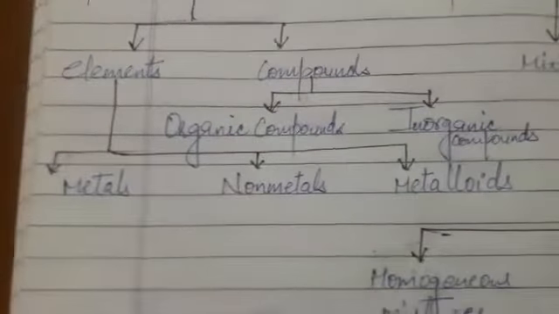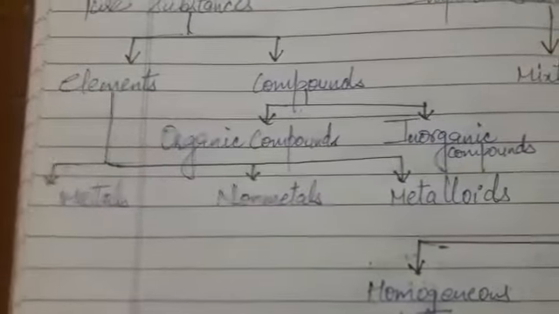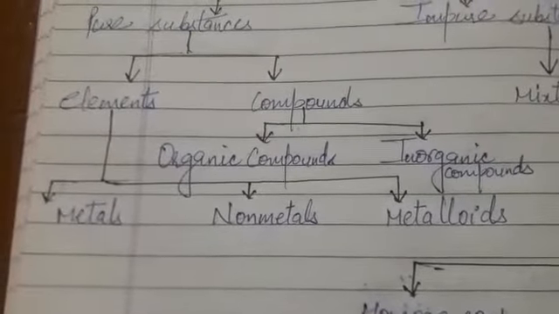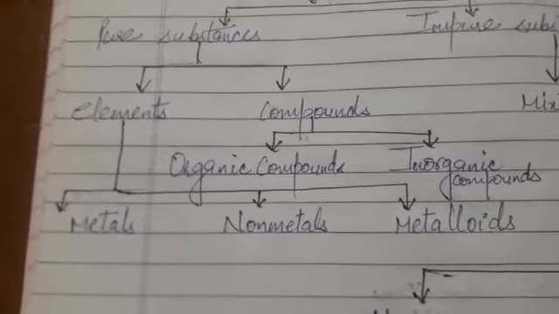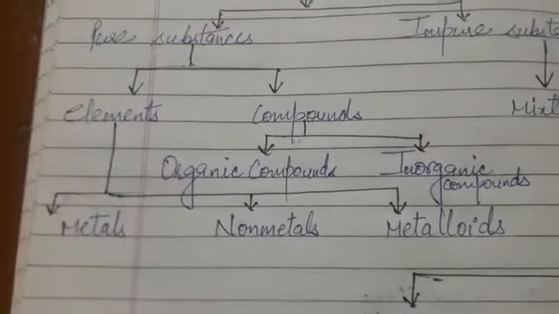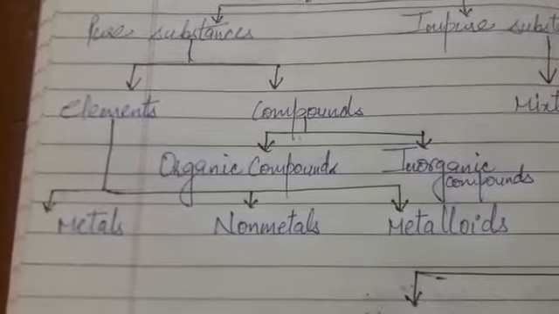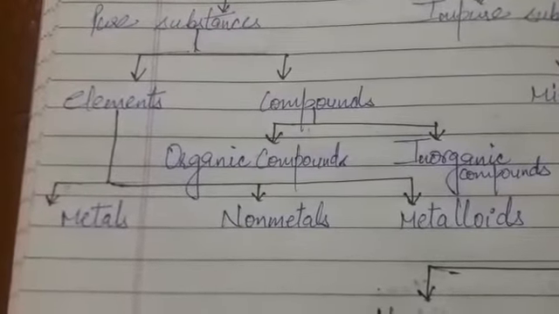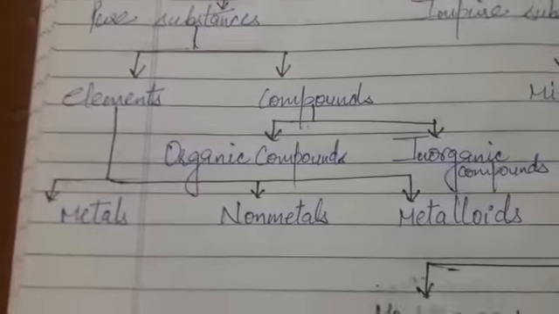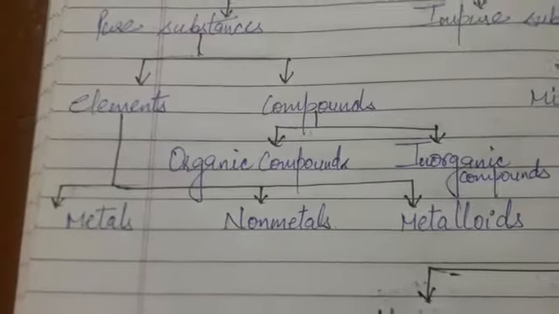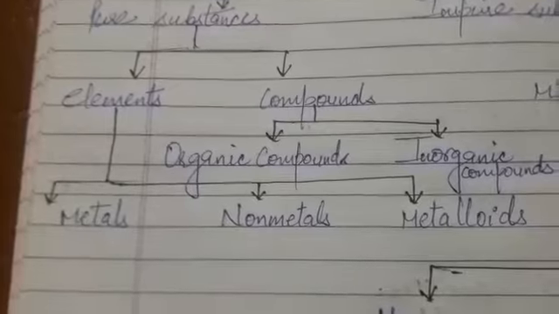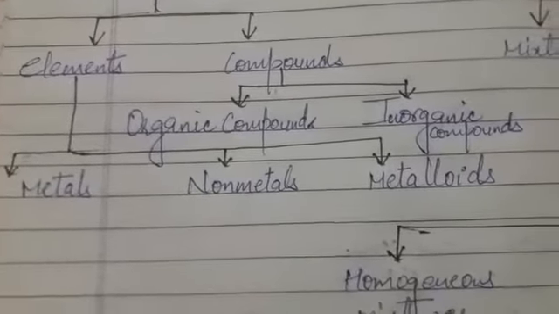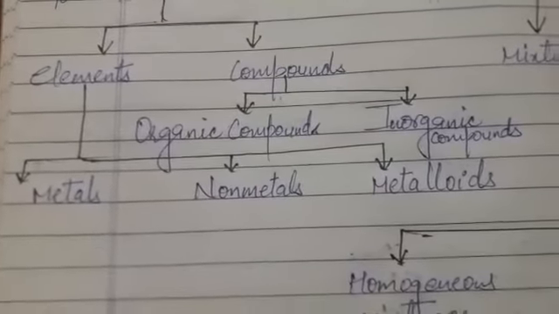Now we'll discuss the characteristics of elements. Elements are homogeneous in nature because they are made up of only one type of particles, one kind of atoms. Thus they are homogeneous. For example, copper is made up of only copper atoms and iron element is only made up of iron atoms. There is no mixing of any other atoms in a particular element.